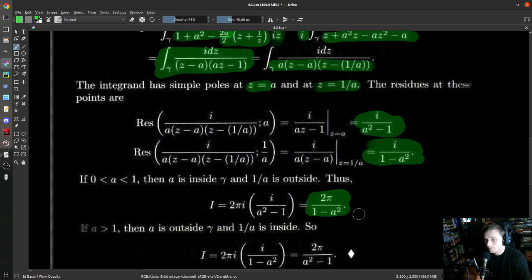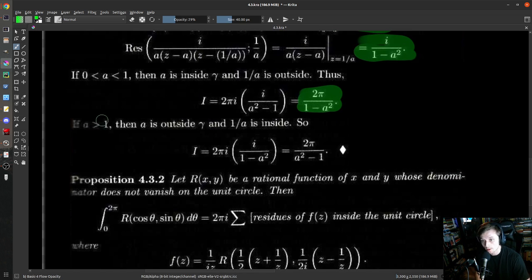All right, cool. Now, if a is bigger than 1, a is outside of gamma and 1 over a is inside. Do the exact same thing, plug it on in: 2 pi over (a squared minus 1). End of example. Easy. So that's kind of the business.